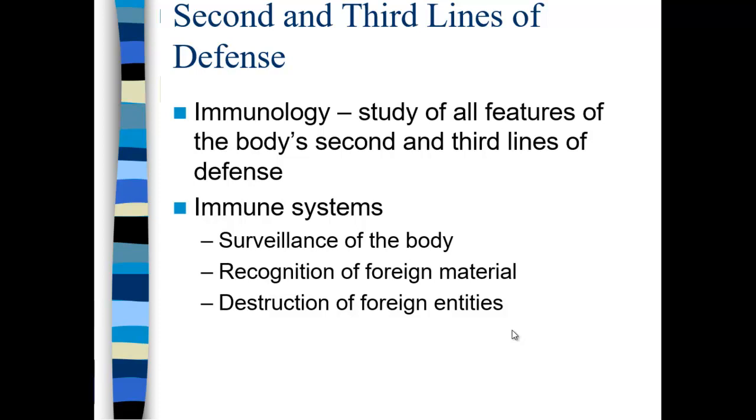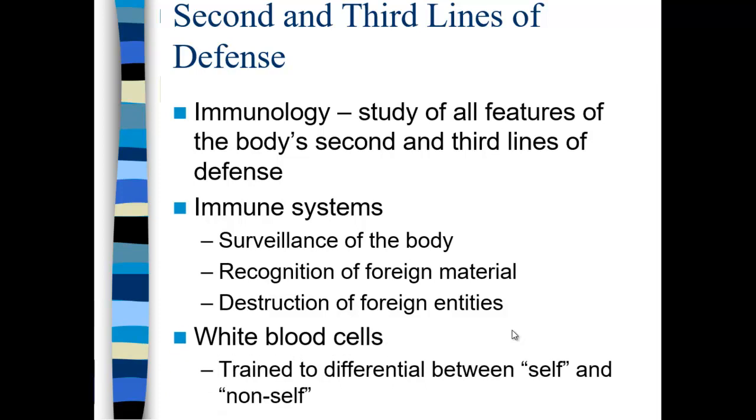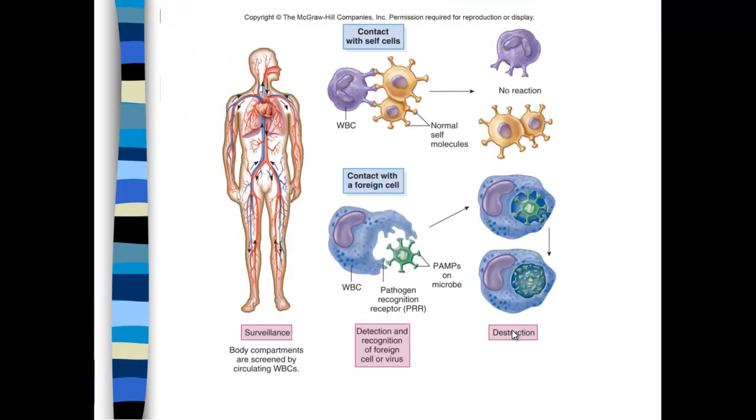Then you have immune systems that are constantly roving the body doing surveillance. They recognize foreign materials, and they know the difference between good and bad foreign materials. You've got good foreign materials that are commensals, and then you have bad foreign materials that are pathogens, and they will destroy the pathogens and they will keep the commensals in check. Okay, and then you have white blood cells that are trained to differentiate between self and non-self. So the white blood cells will not attack the body, it will not attack self, but it will attack those pathogenic microbes that are non-self.